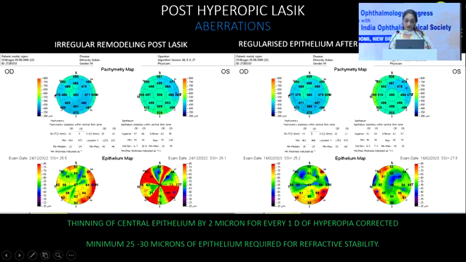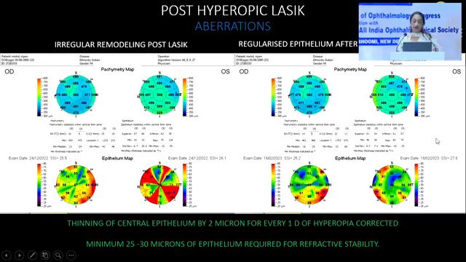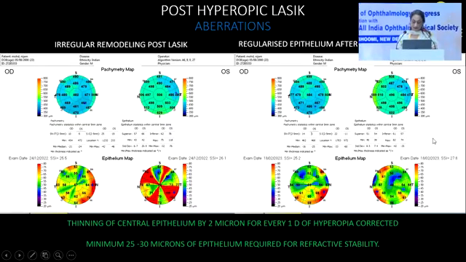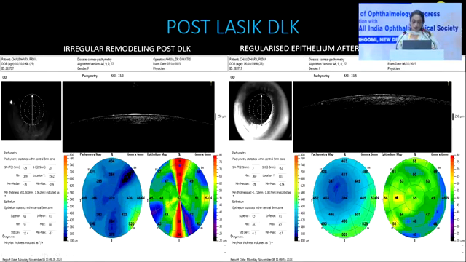This is a post-hyperopic LASIK patient who presented with aberrations, glare, and diurnal fluctuations. The ETM showed a lot of irregularity with fracture lines. This patient was also put on medical therapy. The epithelium remodeled, and the quality of the vision improved by the end of 2 months. Post-LASIK DLK also shows a lot of irregularity, and the good news is that this also responds to treatment, though it might take a little longer than the other cases.